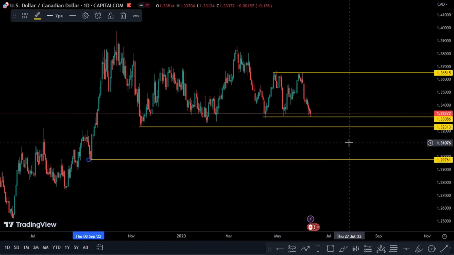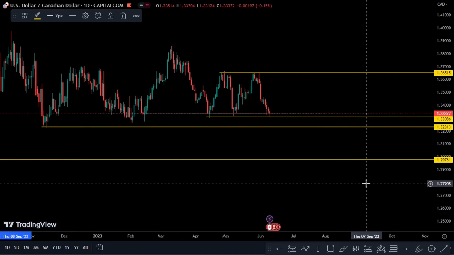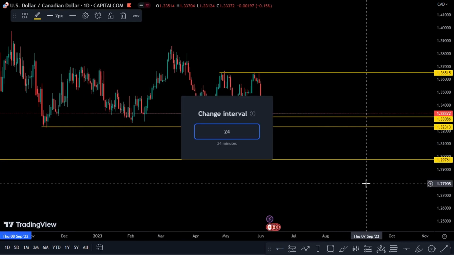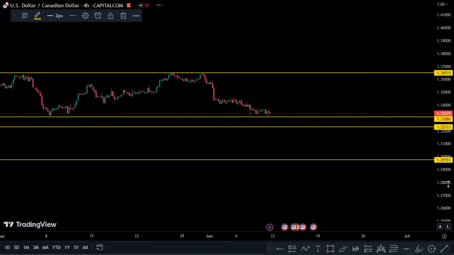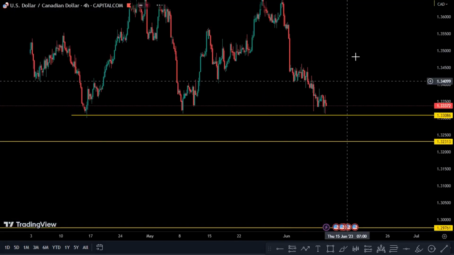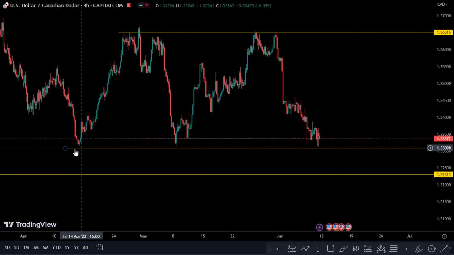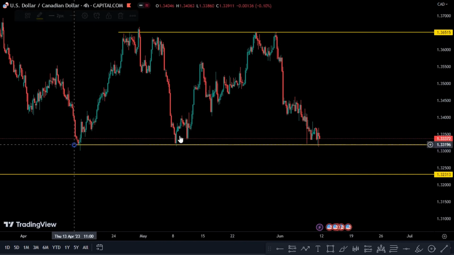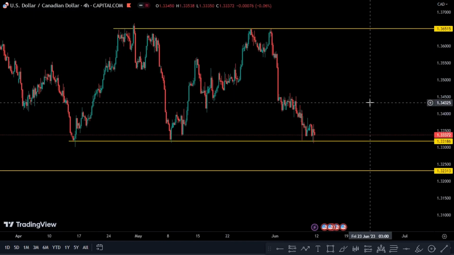So I would highlight this area as well. Okay, and that's all I can see on a daily time frame. You switch from the daily time frame and see what price action I have on a 4-hour time frame.